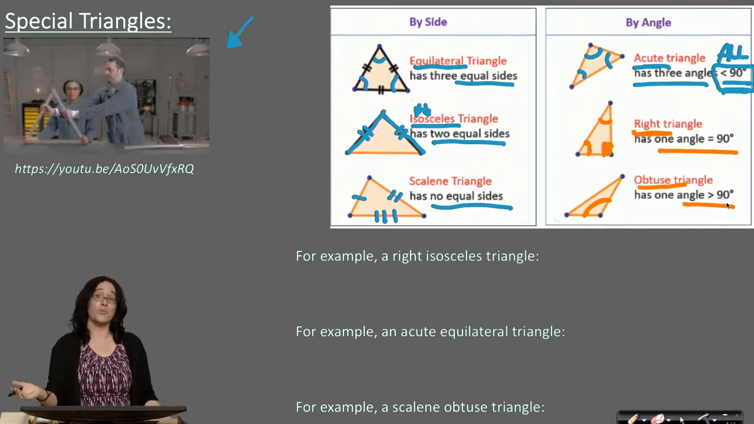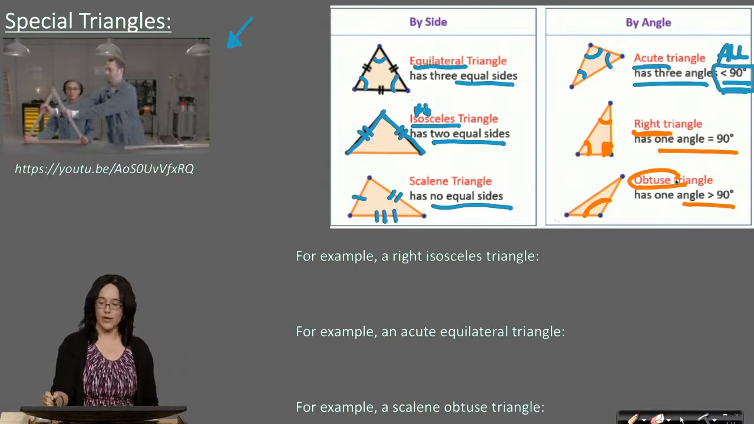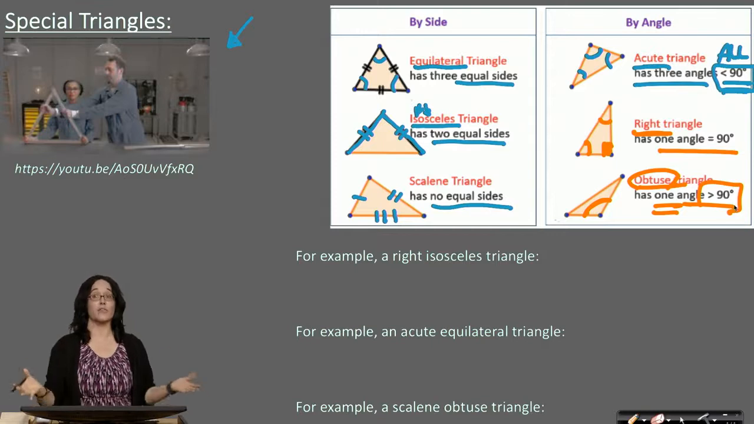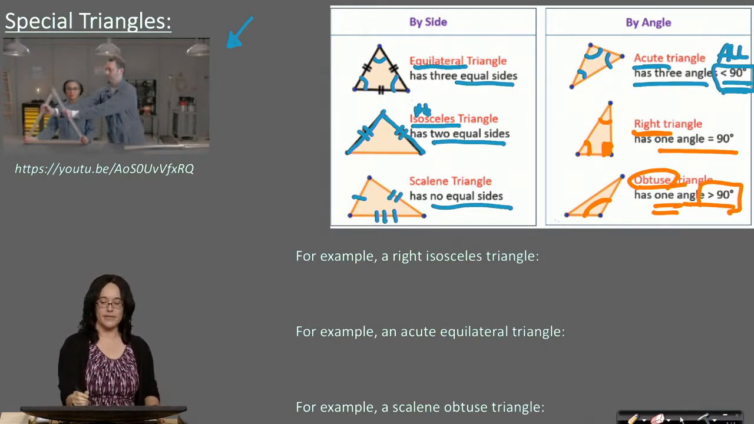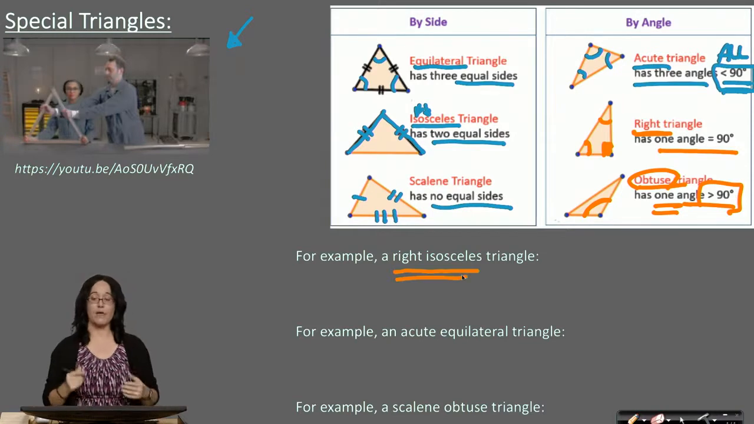Now, by default, you can only have one obtuse angle in your triangle because it's bigger than 90. If you had two angles that were bigger than 90, then if you start adding up all three angles, the whole thing will exceed 180, won't it? So you should notice that for an obtuse triangle, only one angle is greater than 90, whereas for an acute triangle above, all three had to be less than 90. And for a right triangle, again, exactly one angle is 90. So let's put those words together. Make sure you have them in your notes or in flashcard form to see if we could draw a right isosceles triangle. Okay, so where would I begin?